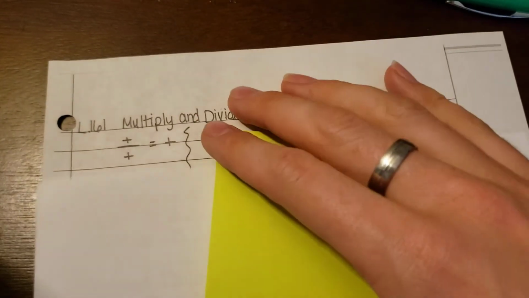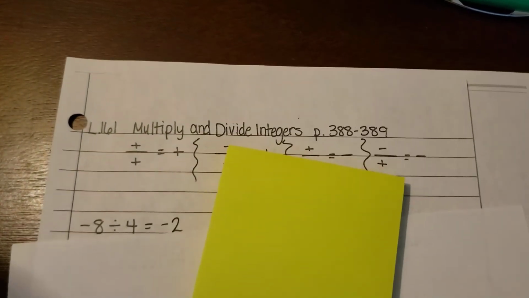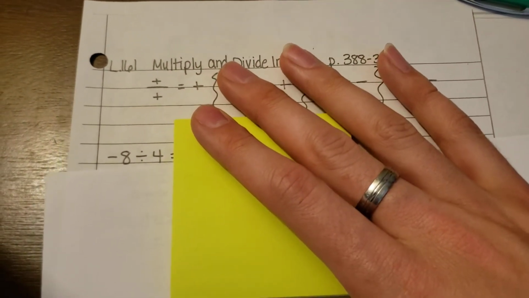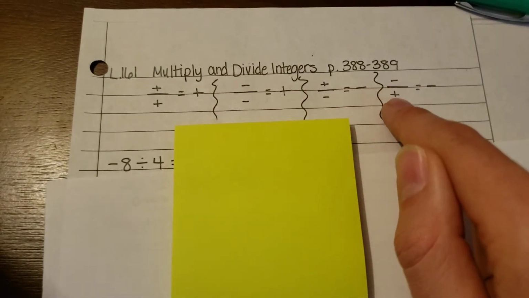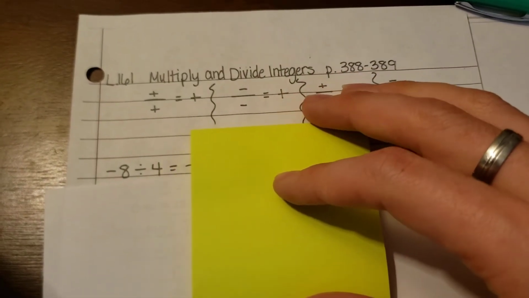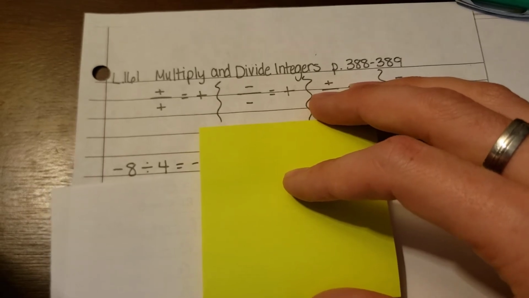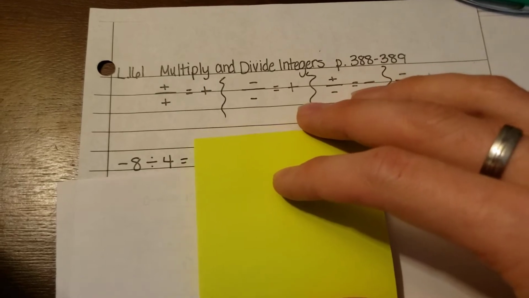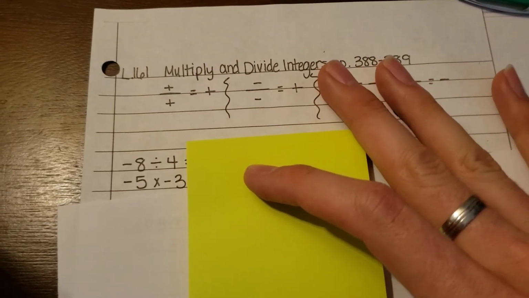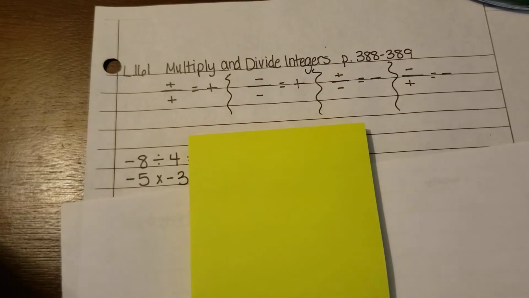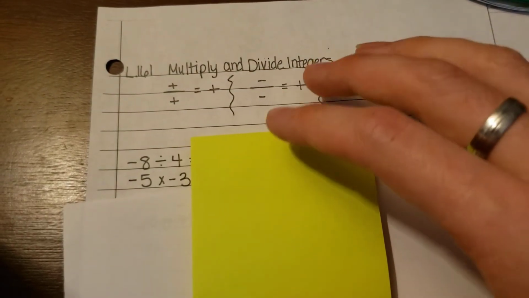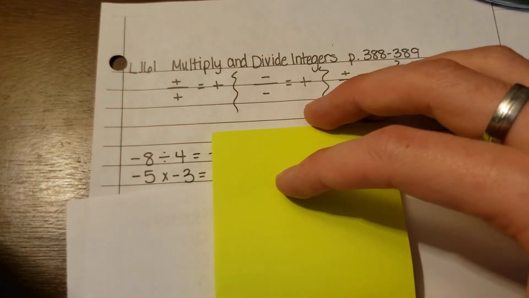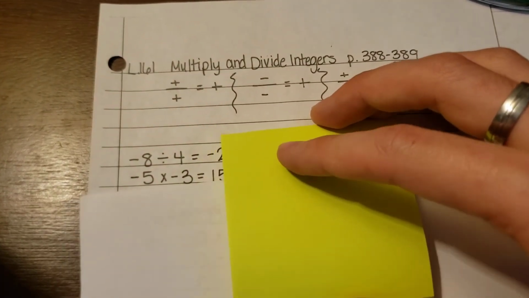I've got a couple of examples here, and then I'll write the rule down for you. So if we had negative 8 divided by 4, well, this is a negative divided by a positive, so I know my answer is going to be negative. And then 8 divided by 4 is 2. Or for the next example, I've got negative 5 times negative 3. Well, a negative times a negative is going to be positive, and 5 times 3 is 15.